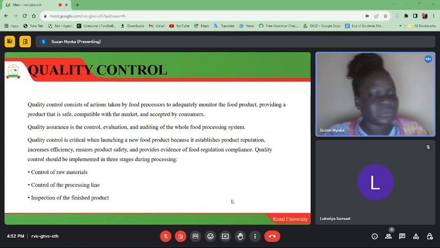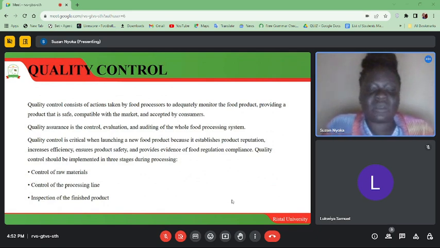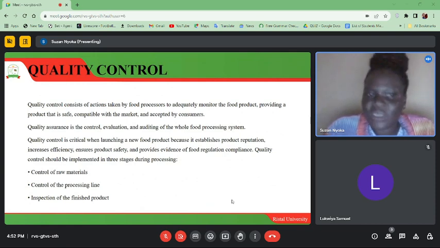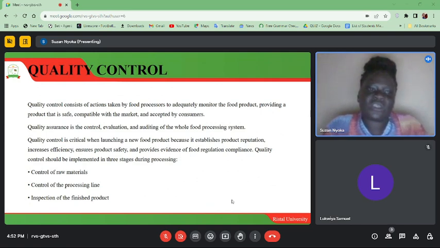And the next is we're going to look at quality control. Quality control consists of actions taken by food processors to adequately monitor the food product, providing a product that is safe, compatible with the market, and accepted by consumers. Quality assurance is the control, evaluation, and auditing of the whole food processing system. Quality control is critical when launching a new food product because it establishes product reputation, increases efficiency, ensures product safety, and provides evidence of food regulation.